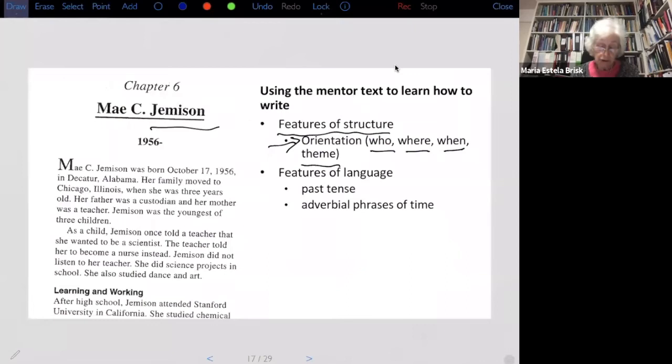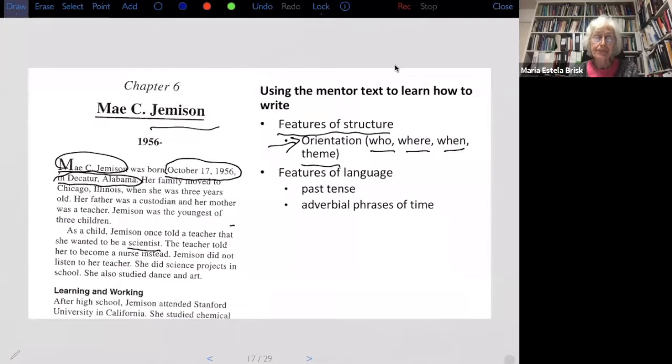So we looked at this, and I asked, and we discussed, where can you find the who? Mae Jemison is the who. Where can you find the where? Well, she was born in Decatur, Alabama, I don't know how to pronounce that. And when was she born? October 17, 1956. Then I asked them, can they find in this beginning some information that will give us a clue of what is the time theme of this person's life? And it became obvious that scientist was the clue. The rest of the text is all about her career as a scientist, and eventually she was the first African-American woman to go into space.